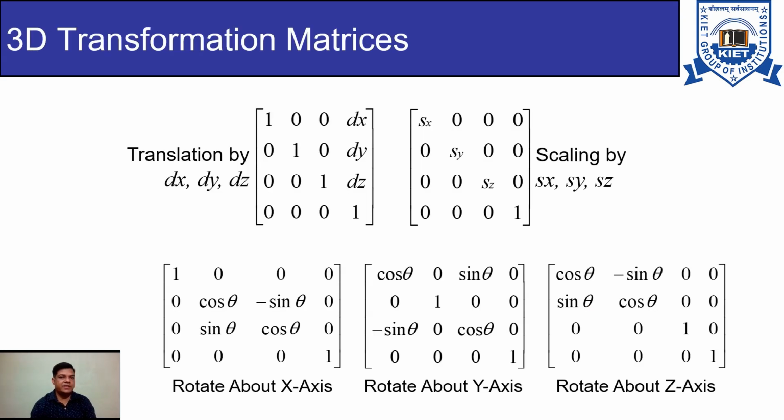So here you can see that the dimensions of all the matrices are the same. The matrices are of dimension 4 cross 4. So the translation matrix would become 1 0 0 dx, 0 1 0 dy, 0 0 1 dz, 0 0 0 1. The scaling matrix will become sx 0 0 0, 0 sy 0 0, 0 0 sz 0, 0 0 0 1. And these are the rotation matrices about the x-axis, about the y-axis, and about the z-axis.